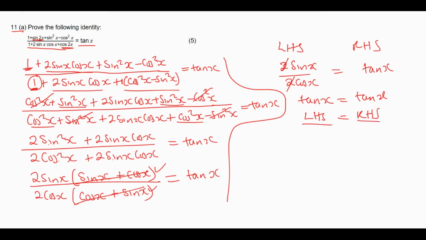Okay, and then we can do things differently here. We can replace cos squared x with 1 minus sine squared x. And then we can also do the same thing here and replace sine squared x with 1 minus cos squared x. Let me just show you that part.